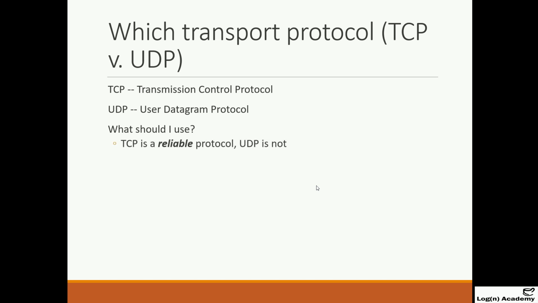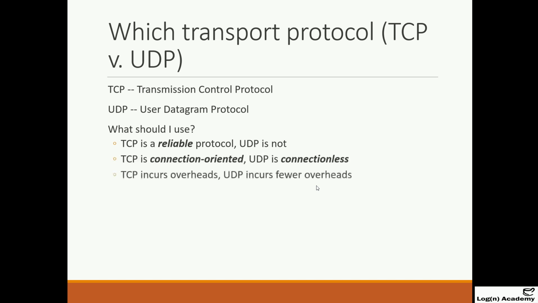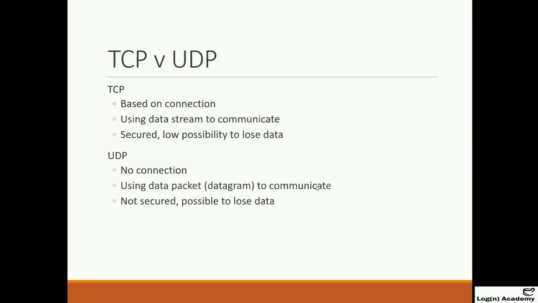TCP is a reliable protocol. UDP is not. TCP is connection oriented. UDP is connectionless. TCP incurs overhead. UDP incurs little overhead. These overheads are actually the headers that are attached while transferring the packet from one point to another point. We will discuss the details later. UDP has a size limit of 64K. In TCP, there is no size limit.